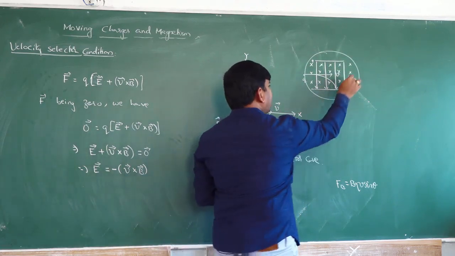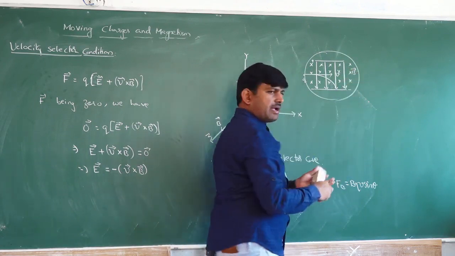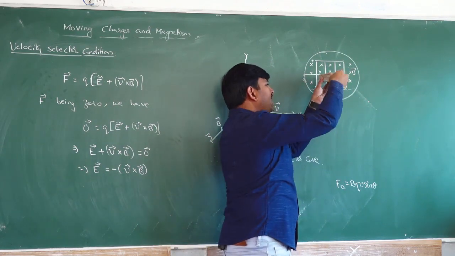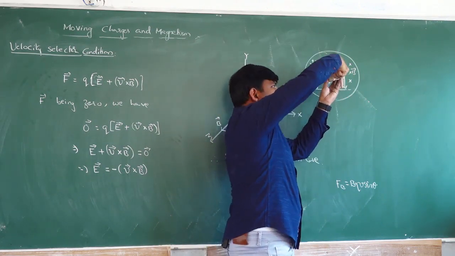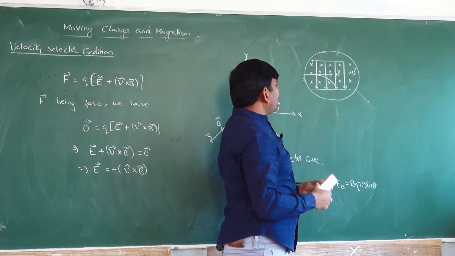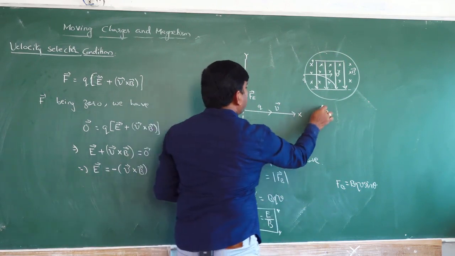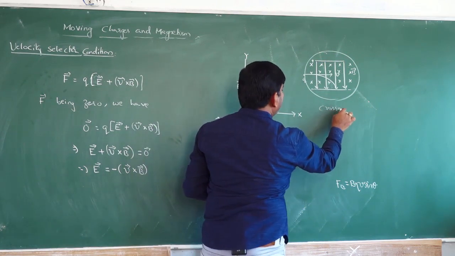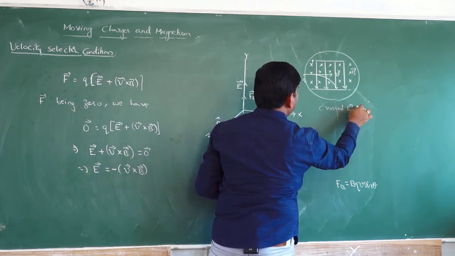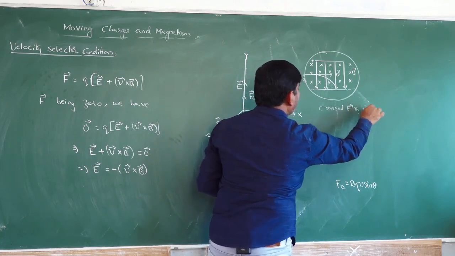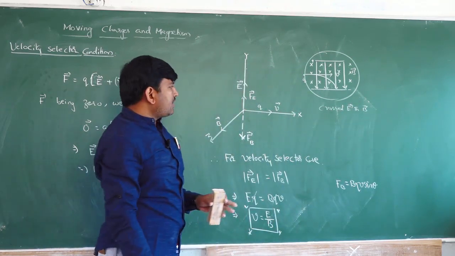Magnetic field B bar is directed into the board and the electric field is directed downward. These two are perpendicular to each other. So, then the two fields are said to be crossed. Crossed means perpendicular to each other. Crossed electric and magnetic field: crossed E bar and B bar means the electric field and magnetic field are perpendicular to each other.